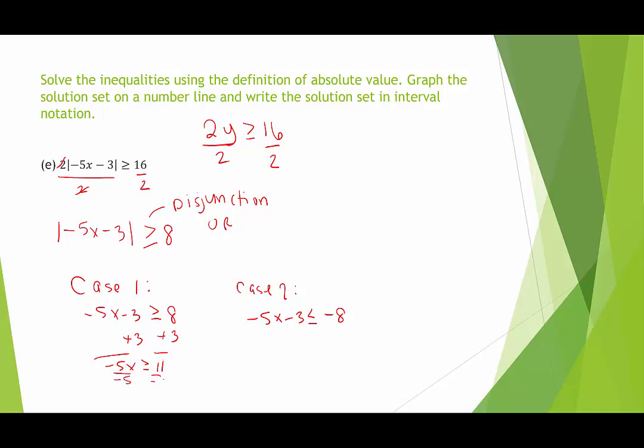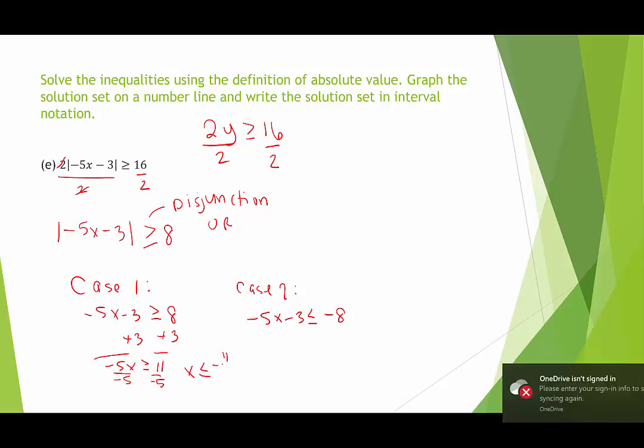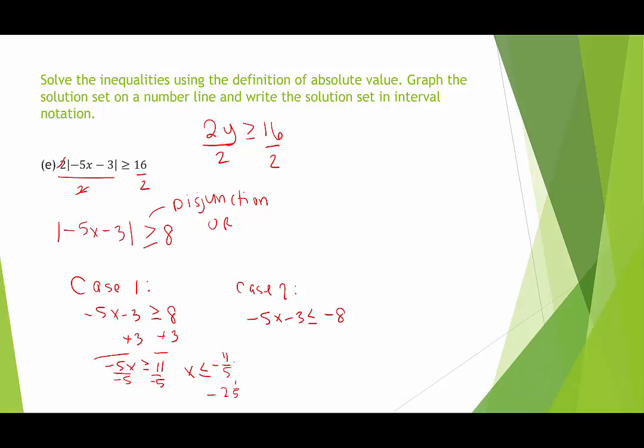Now I'm dividing both sides by a negative, and this is an inequality, so I need to flip the inequality symbol around. So this is going to give me x is less than or equal to negative 11/5. If you'd rather think about that as a mixed number, you can. That would be negative 2 1/5. If you want to write that as a decimal, that would be negative 2.2. Any of those 3 are fine.